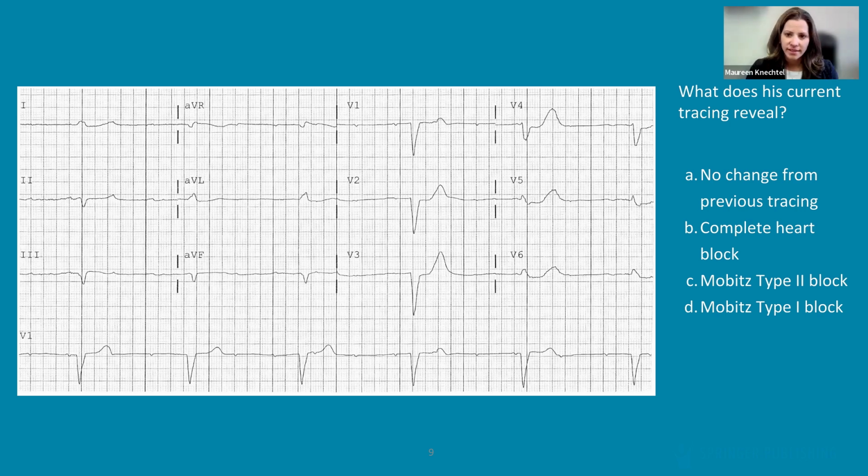And because that escape focus is coming from the ventricles, it's going to give an appearance of either a right or a left bundle branch block. And that's why in this case, it looks like a left bundle type appearance, but that's not what it is because there's complete heart block. So we want to make sure we can recognize complete heart block, definitely a more concerning pattern than some of the others. So AV dissociation is what defines that for us.